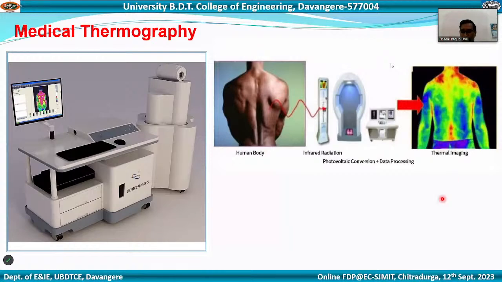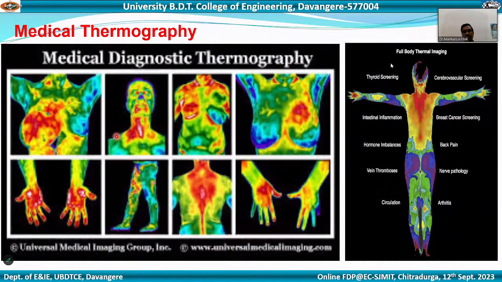There is a lot of scope for research in thermal imaging. Here you can see which particular part of the body is more active and which part is less active. With thermography, you can image various parts of the body. That indicates which part of the body is active and generating heat.